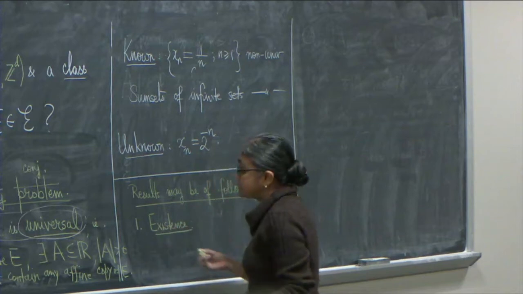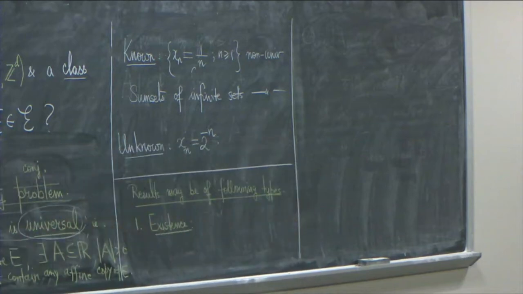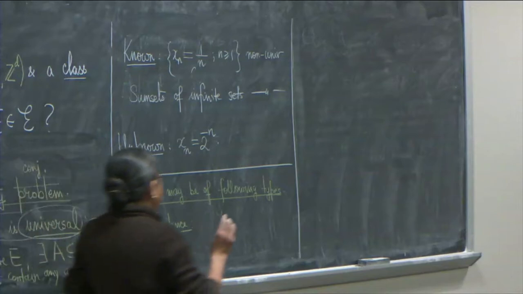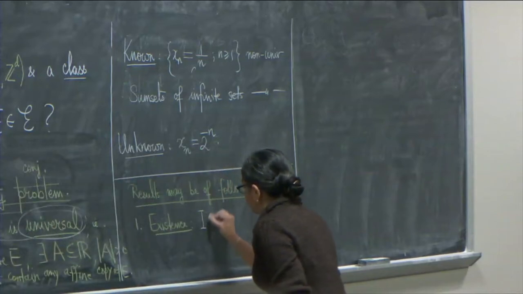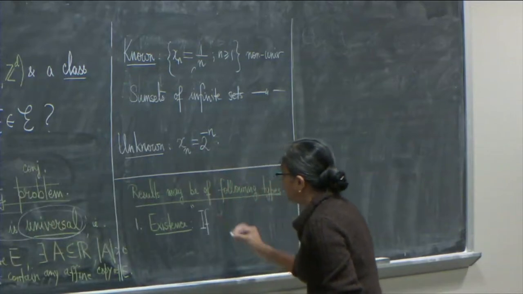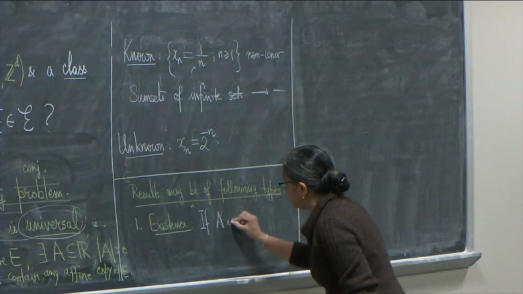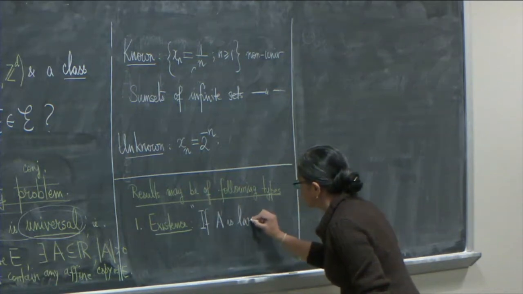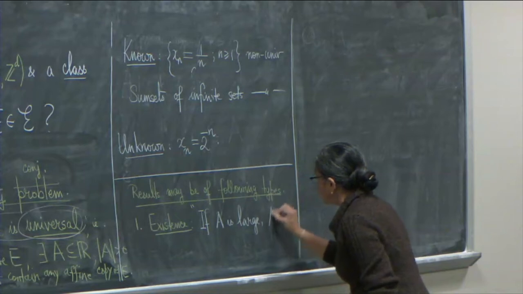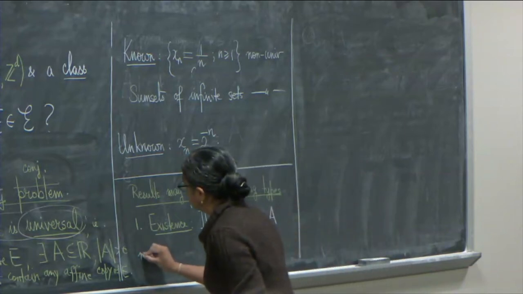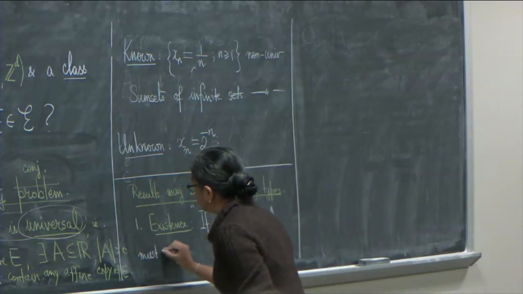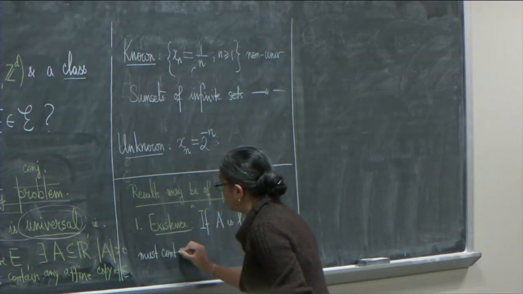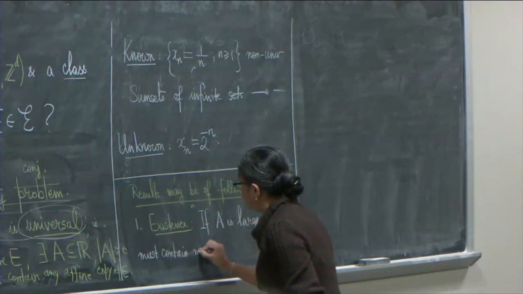And what does a typical existence result say? Well, they all follow, if A is large, so this seems to be kind of the motto. If A is large, A must contain many patterns.